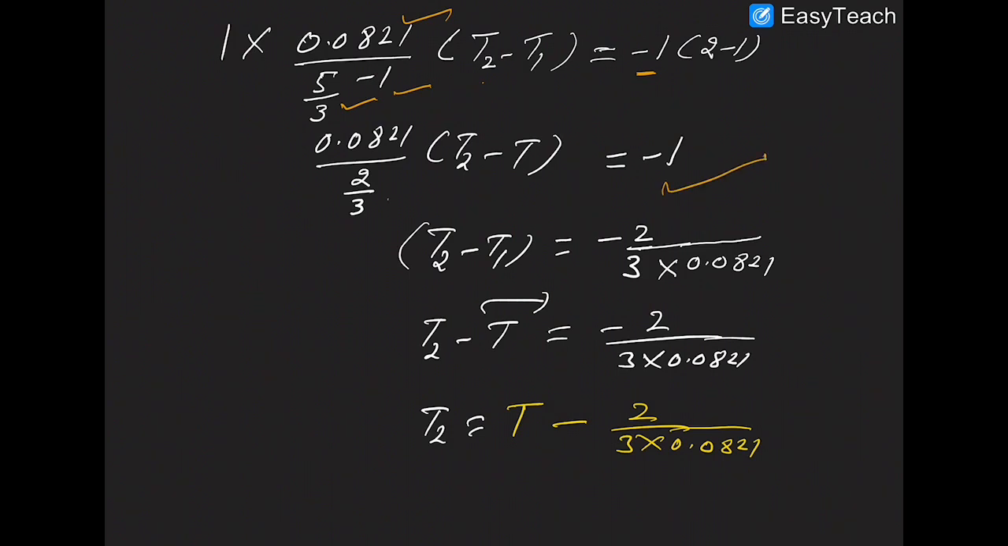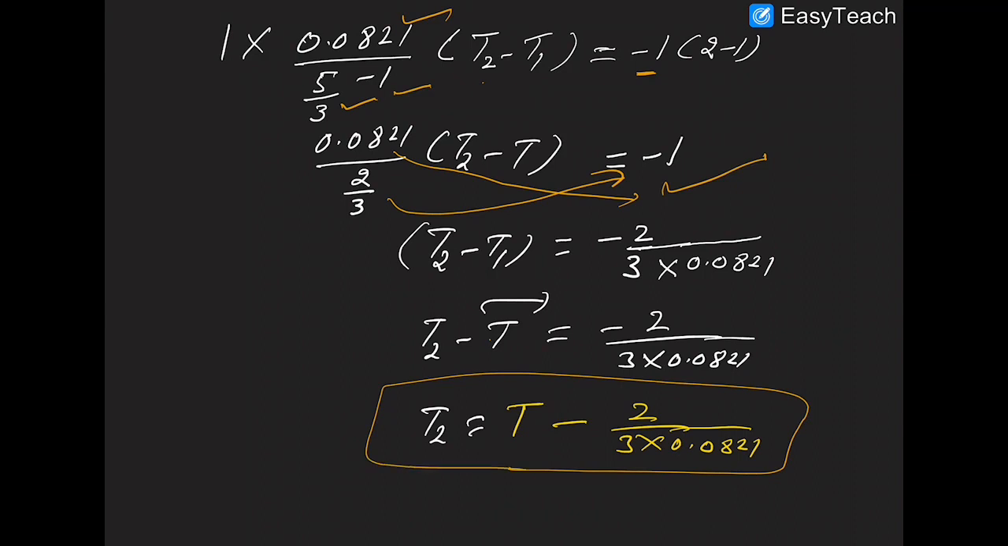So you cross multiply this. The 2 by 3 cross multiplied becomes 3 by 2, this comes down, so it becomes 0.0821. So when minus T1 goes to this side, it becomes T. So this is the final temperature. This question is very, very important and can come in your exams.